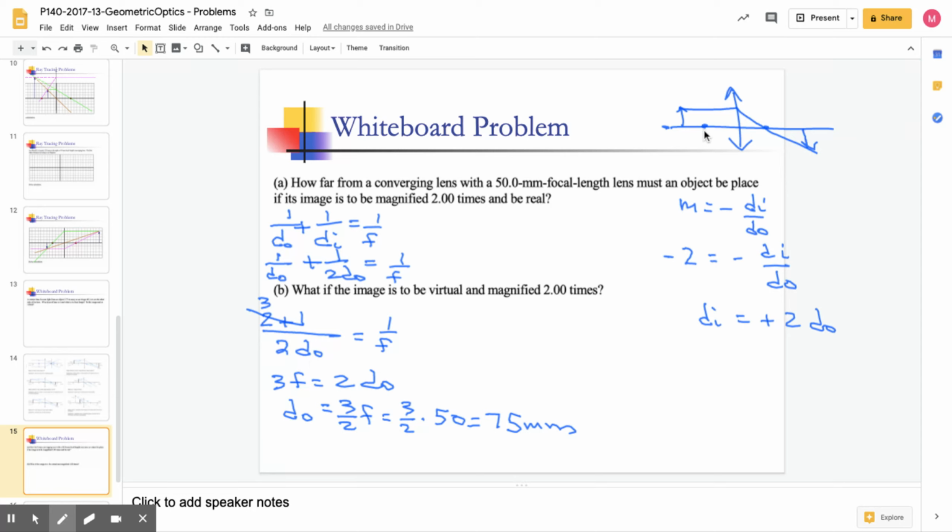You can see that if this is 50, and this is 100, then my object distance is 75. So that makes sense. It works with our cheat sheet. And so what if the image is to be virtual? What if for part B, it needs to be virtual and magnified 2 times?